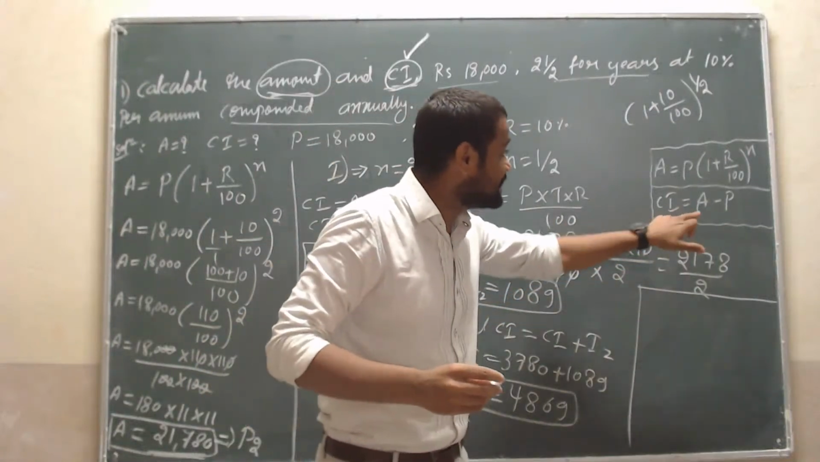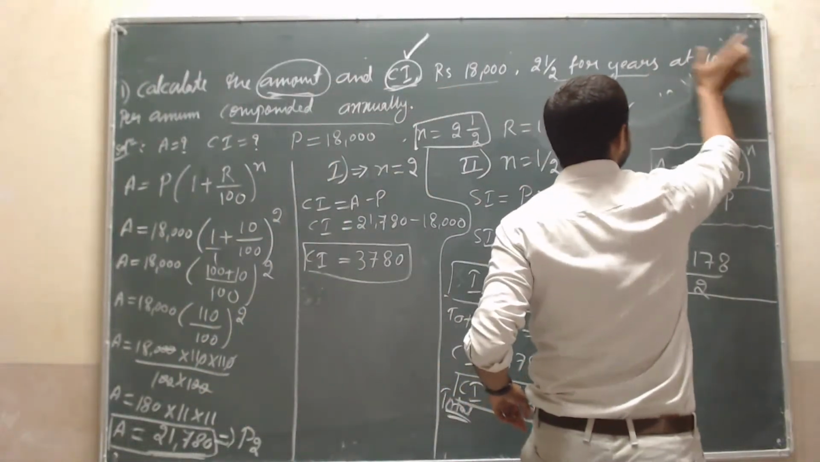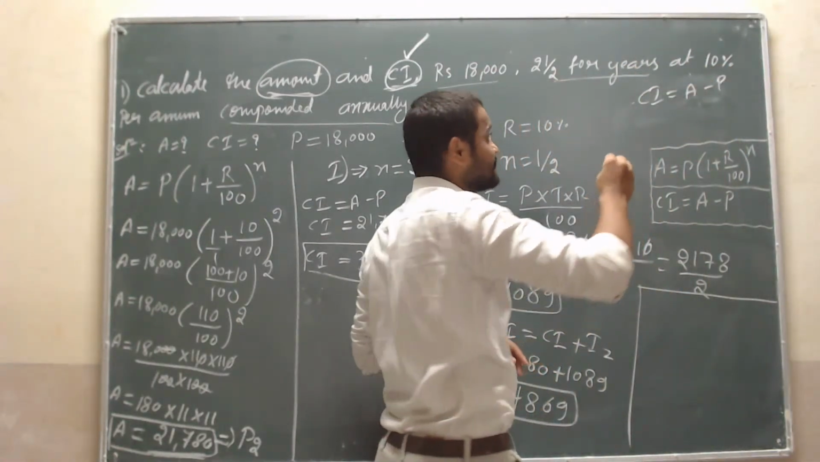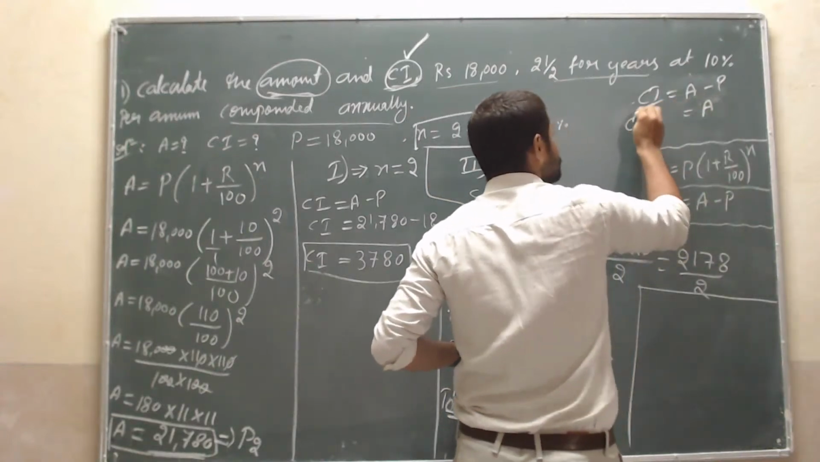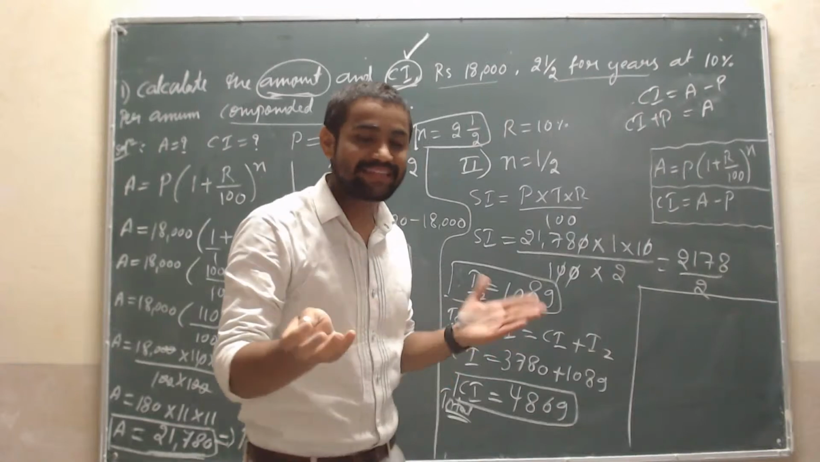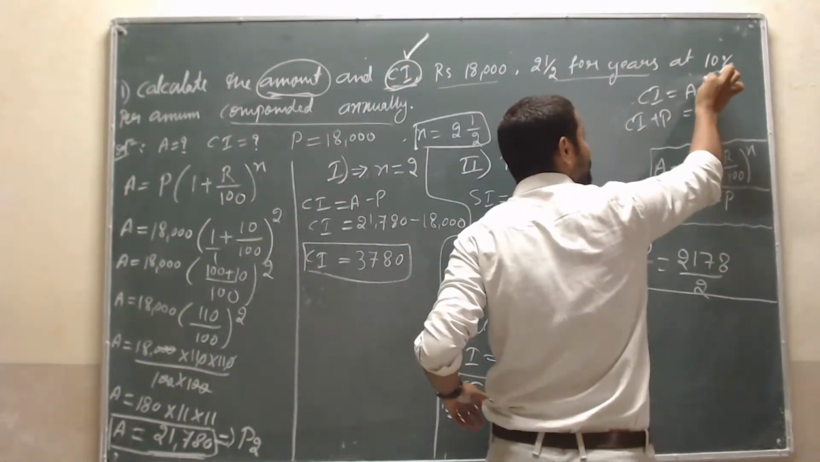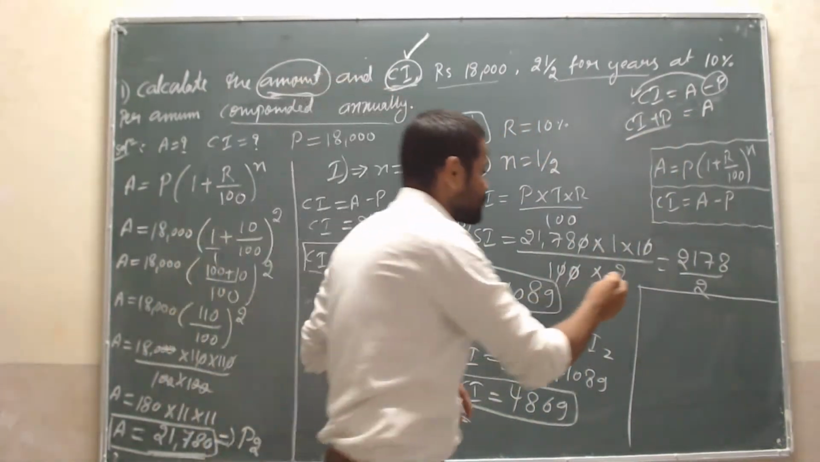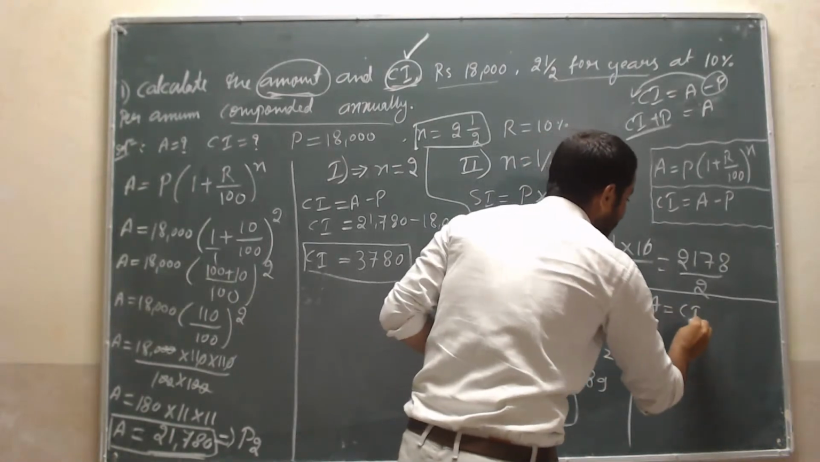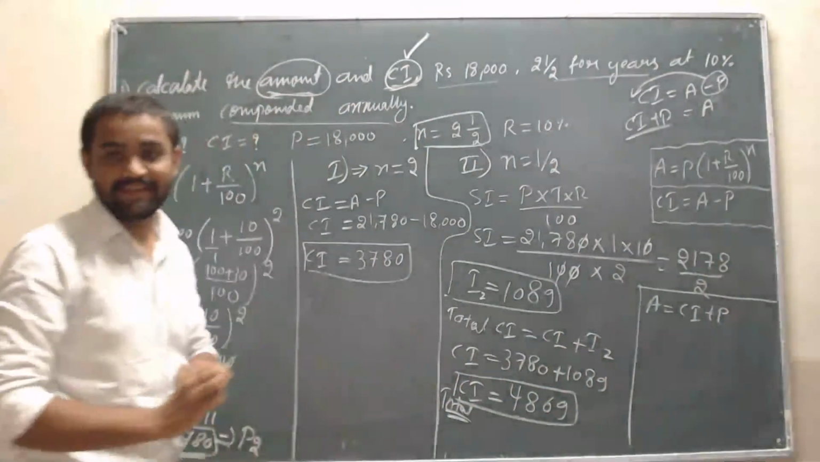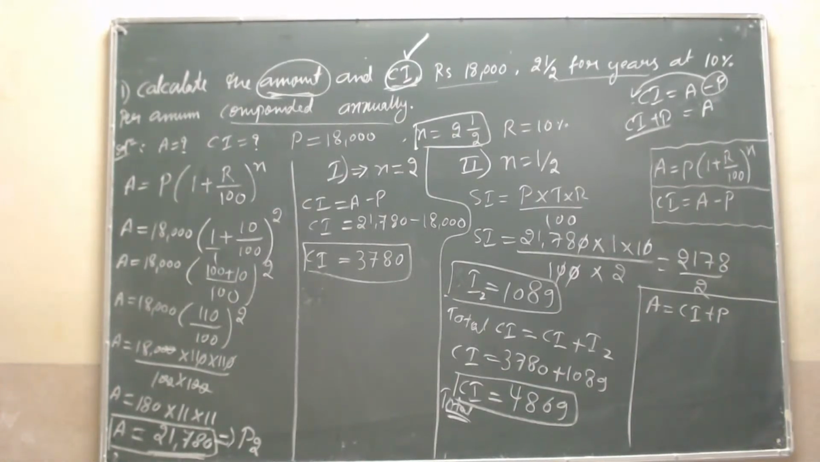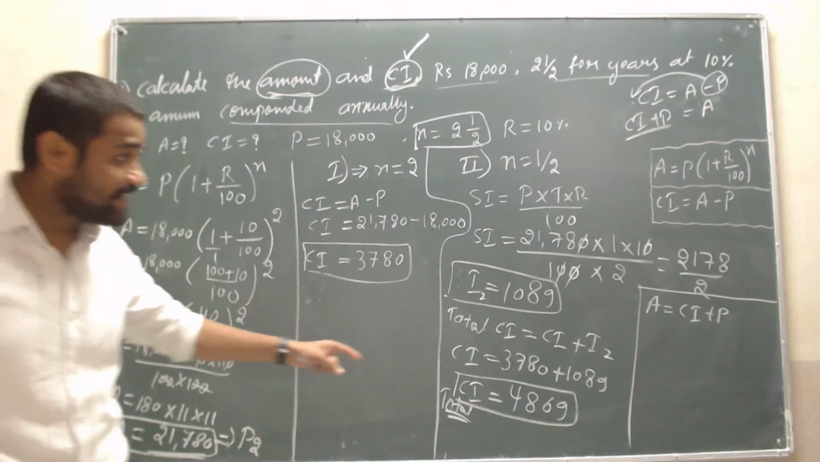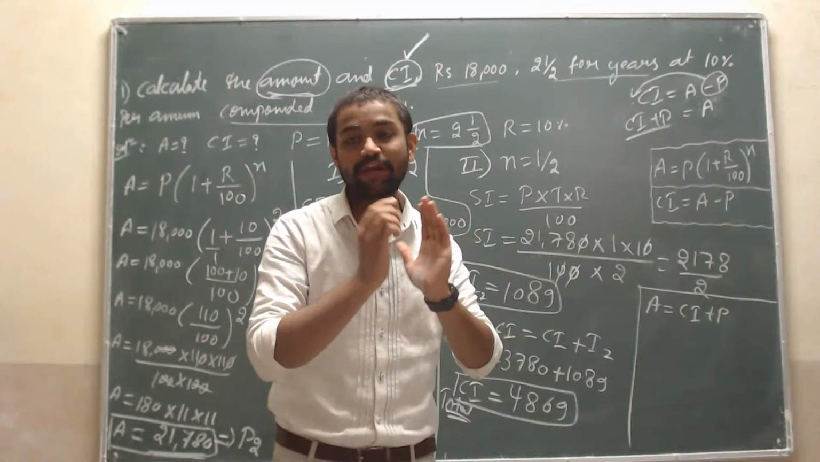See here, we have CI is equal to, so I will make a formula here. CI is equal to A minus P, isn't it? A is equal to CI plus P. I have transposed this minus P to this side, it becomes plus. Is it clear? So the amount formula is CI plus P. Isn't it, students? Here we have to find out the amount for 2.5 years.